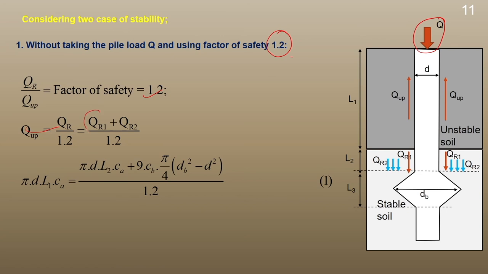The resisting force has two components, QR1 and QR2. Therefore QR will be equal to QR1 plus QR2. So QUP becomes equal to QR1 plus QR2 divided by 1.2. Now we will replace QUP by pi d L1 into CA, and QR1 by pi d into L2 into CA, and QR2 by 9 into CB pi by 4 dB square minus d square, then divided by 1.2. Let it be equation number 1.